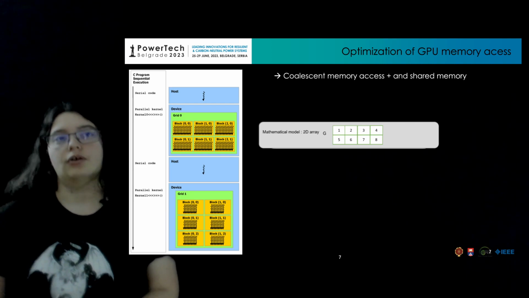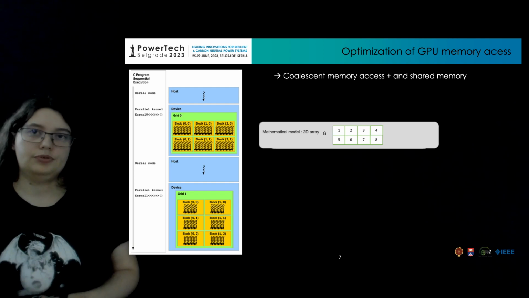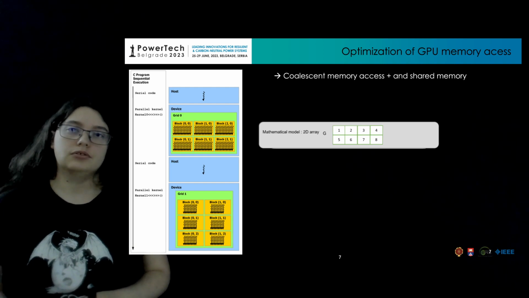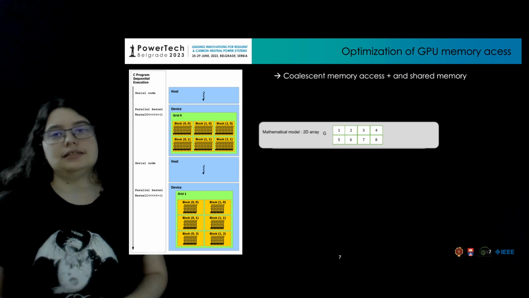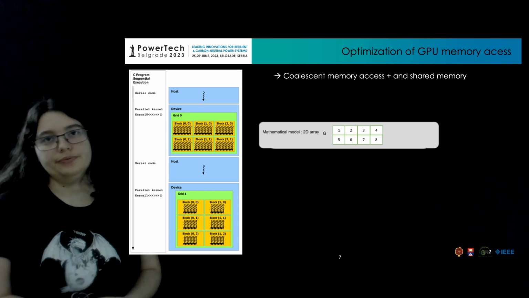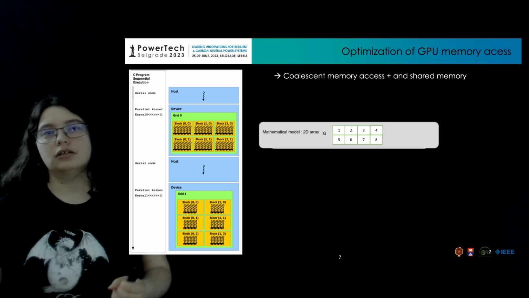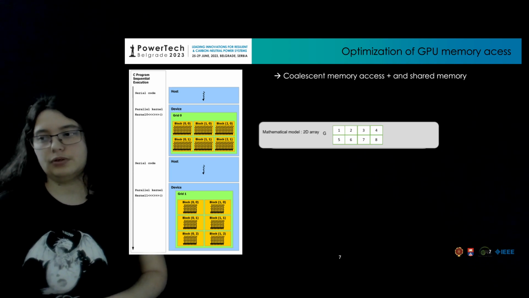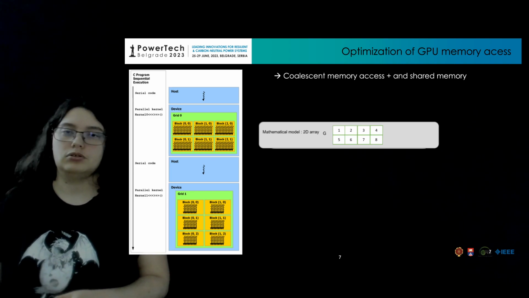To have optimized GPU computation, we have two rules to follow. We must have coalesced memory access, which means that adjacent threads must access adjacent memory, and we need to use the shared memory as much as possible to prevent really slow memory access.